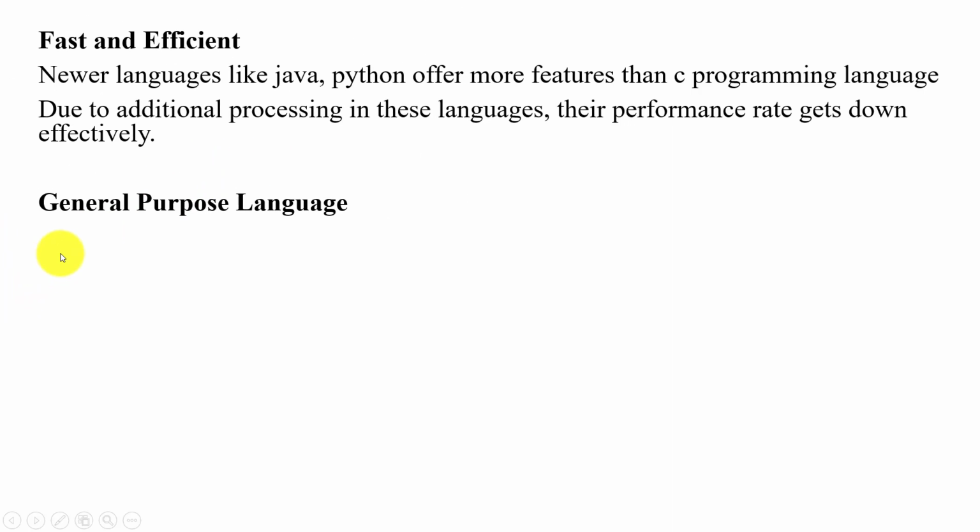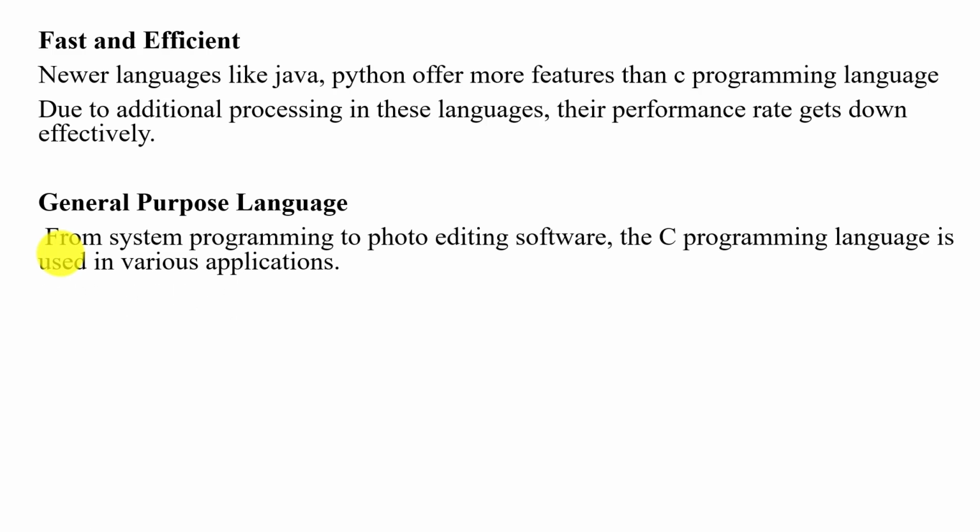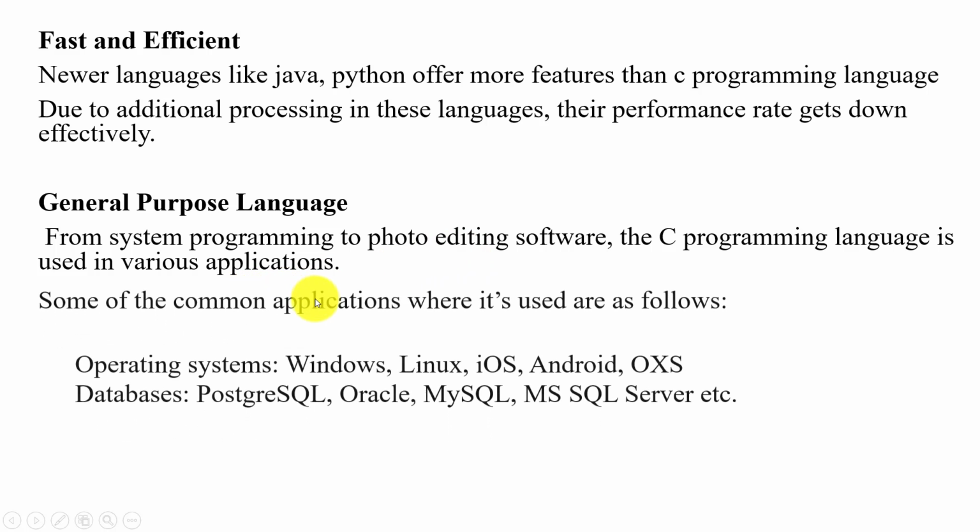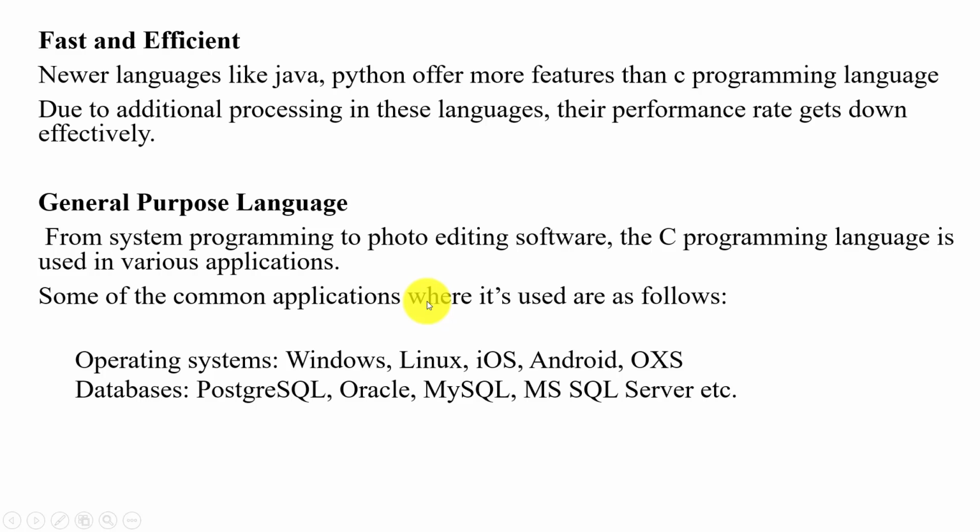The next feature is that it's used as a very common, general purpose language, because system programming and many operating systems are based on C programming. It's used for various applications, such as photo editing software. Common applications are as follows: C programming is used in operating systems like Windows, Linux, Android, iOS, etc. And it's also used in databases, for example PostgreSQL, Oracle, MySQL, SQL Server, etc. So it's used for general purpose applications because it's very fast, efficient, easy to learn, and we can redesign it.